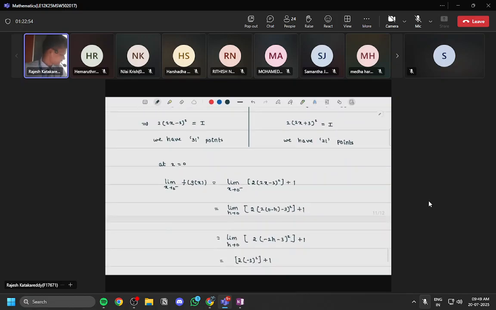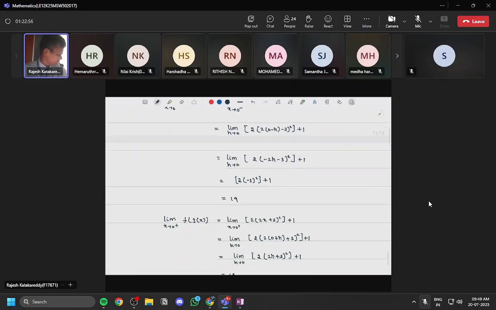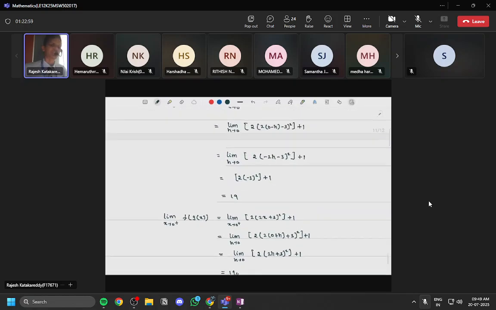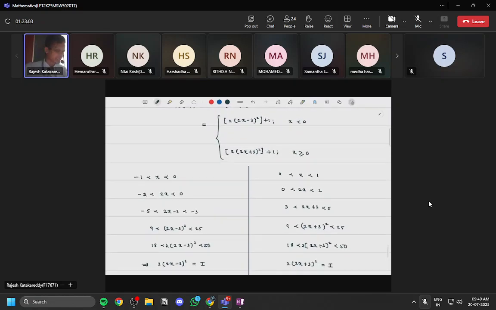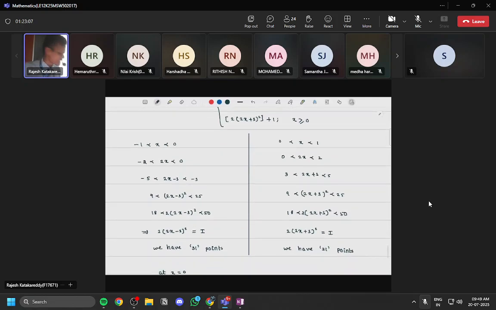Give me a moment. And then at 0 also we check left hand limit and right hand limit. Both are equal. Function value is also 19 you will get. And therefore it is continuous at 0. But you have 31 points less than 0, 31 points greater than 0 where the function is discontinuous. Now what is your doubt?